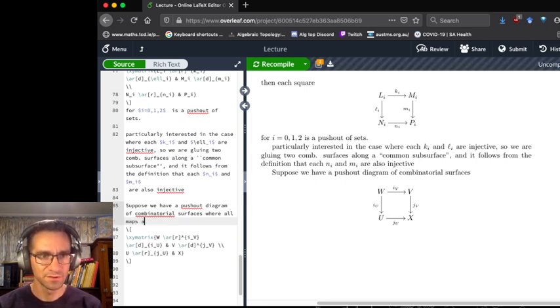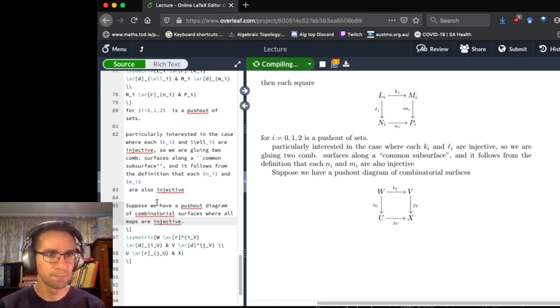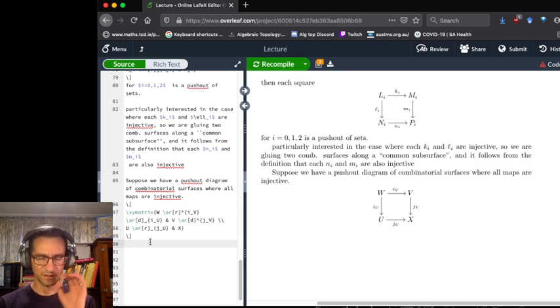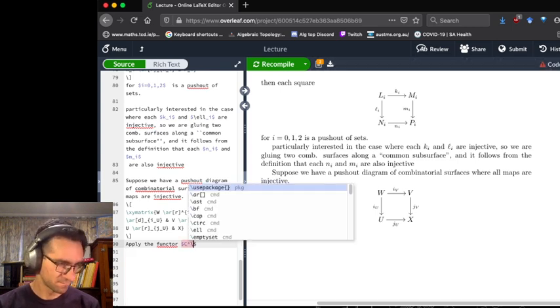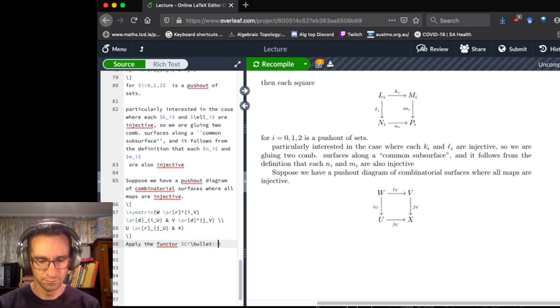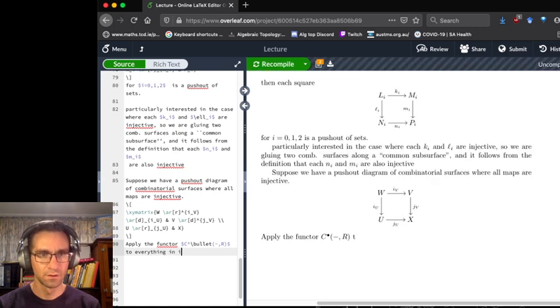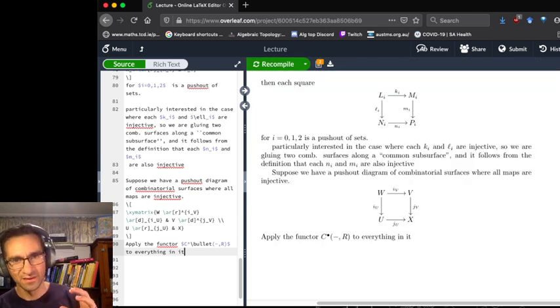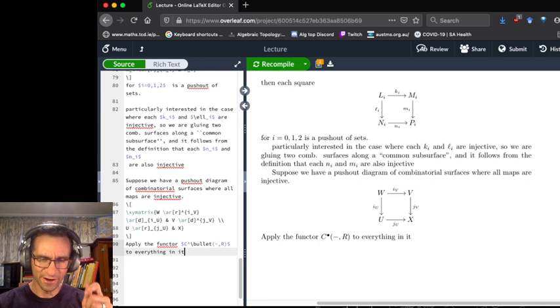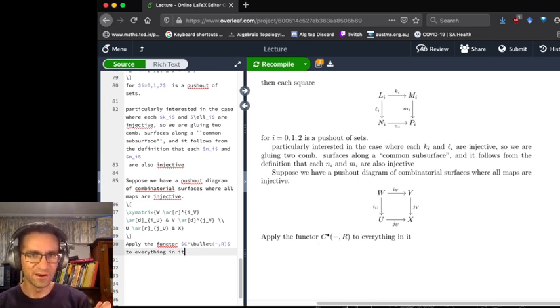Where all maps are injective. Right, so given a commutative diagram, you can apply a functor to everything in it. So every object gives a new object, a cochain complex, and every map of combinatorial surfaces gives a map of cochain complexes, and the properties of a functor tell us that this diagram still commutes in the category of cochain complexes.